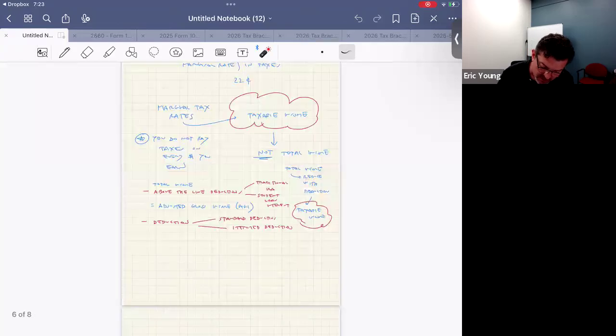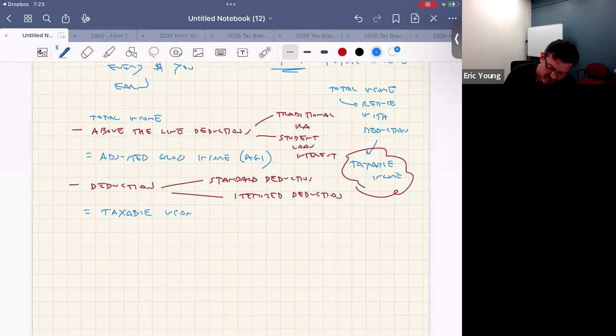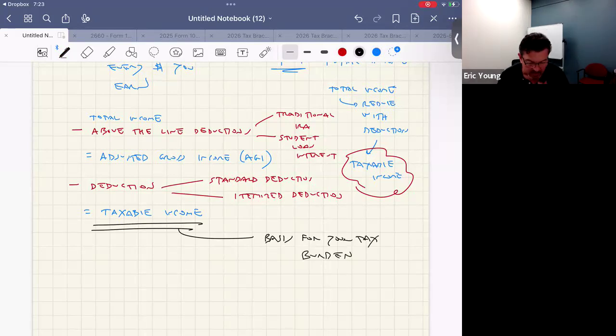So going back to here, it looks like this. We just described your total income minus your above the line equals your adjusted gross minus your deductions. This, my friends, equals your taxable income. And this, as we know, is the key. This is the basis for your taxes. The basis for your tax burden. Okay? So really important idea here.